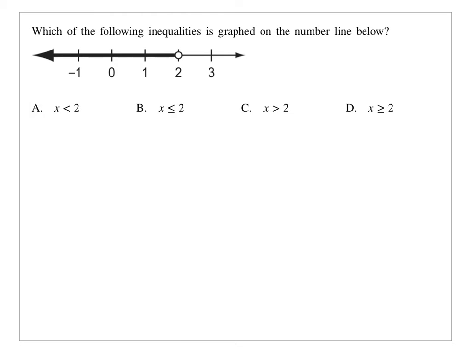Another one. Which of the following inequalities is graphed on the number line? Again, I notice open circle. Open circle can't be a less than or equal to, and it can't be a greater than or equal to, which must mean it's one or the other. This is going to the left, so it's a less than.